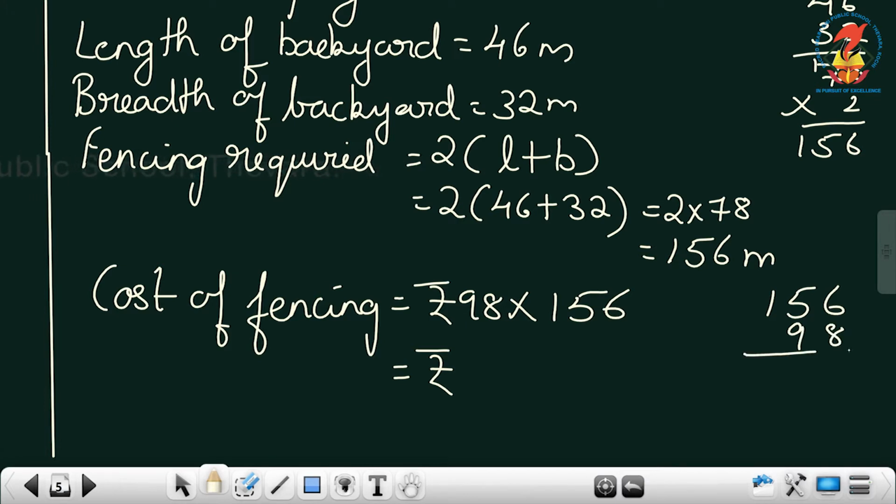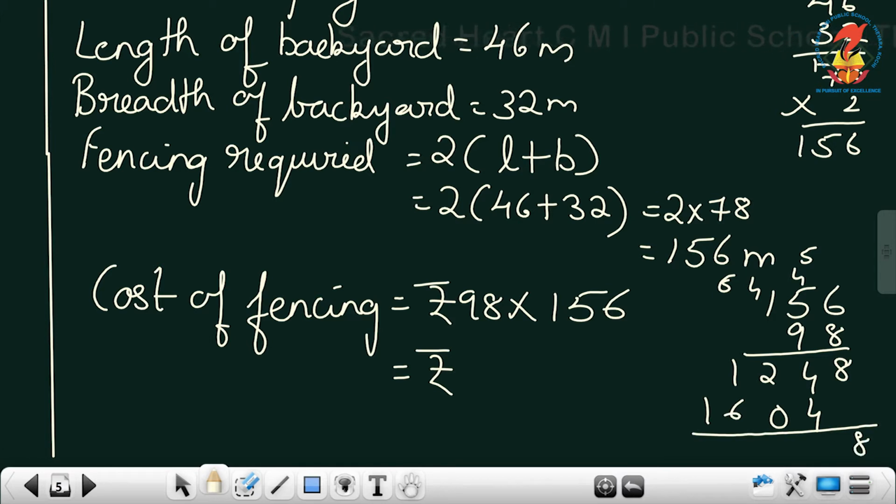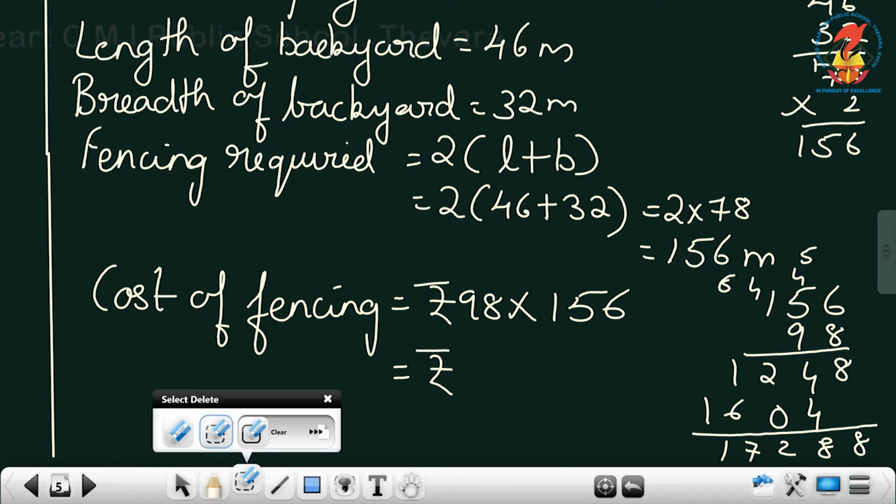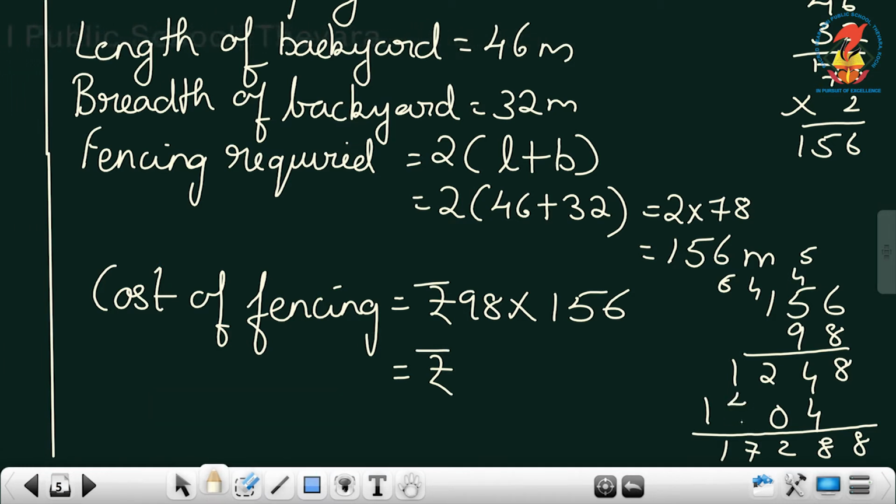156 into 98. 6 8s are 48, carry 4. 8 5s are 40 plus 4, 44, carry 4. 8 1s are 8 plus 4, you get 12. 9 6s are 54, carry 5. 9 5s are 45 plus 5, you get 50, carry 5 again. 9 1s are 9 plus 5, you get 14. So, you are getting 5 over here.